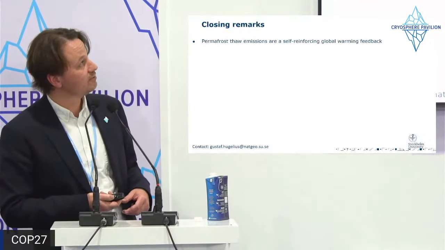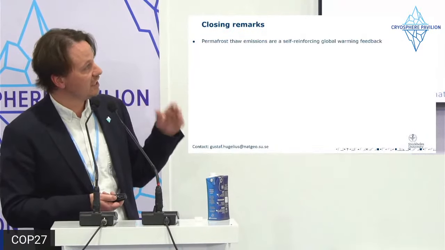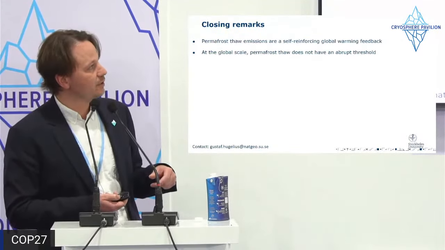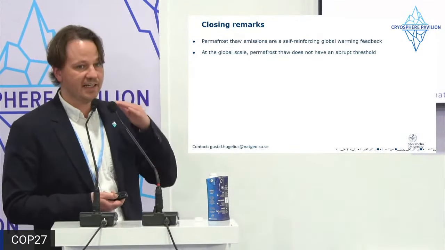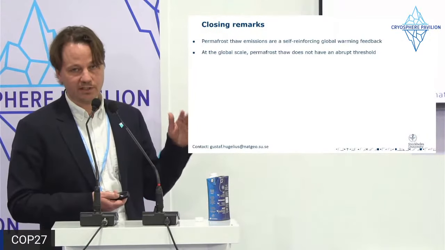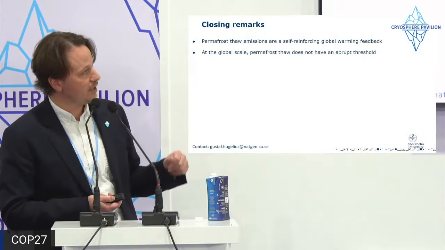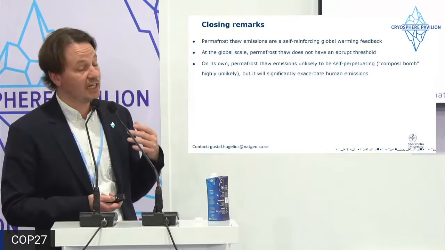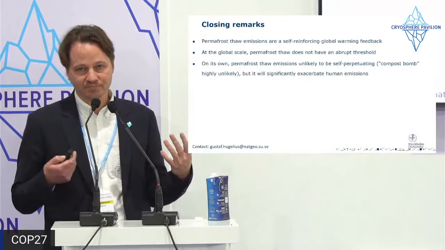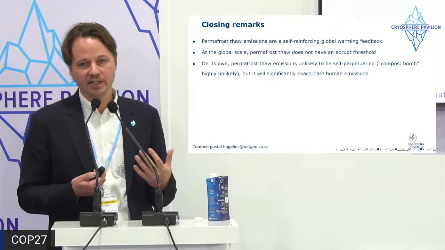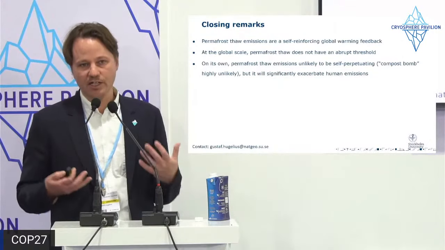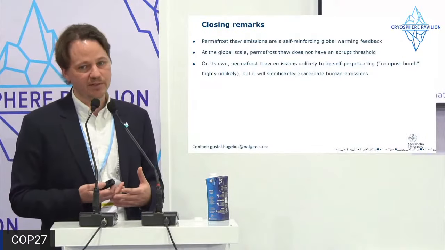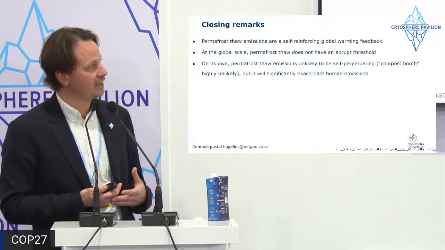So, closing remarks: permafrost thaw emissions are a self-reinforcing global warming feedback for sure. At the global scale, we don't see a lot of evidence that permafrost thaw has any abrupt thresholds. Every tenth of a degree matters, but there's no clear abrupt threshold. On its own, permafrost thaw emissions are unlikely to be self-perpetuating, in the sense of the potential compost bomb scenario whereby so much could be emitted that it would start driving itself. But that is extremely unlikely, I would say, and I have not seen many papers supporting that hypothesis in a long time.